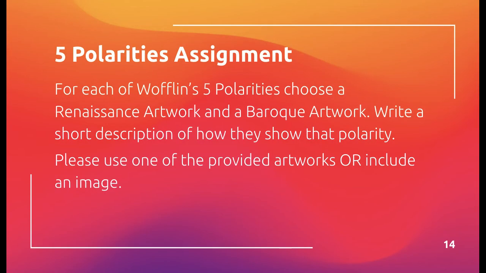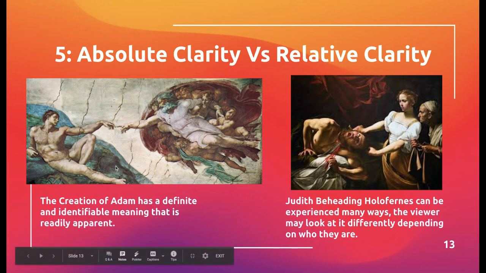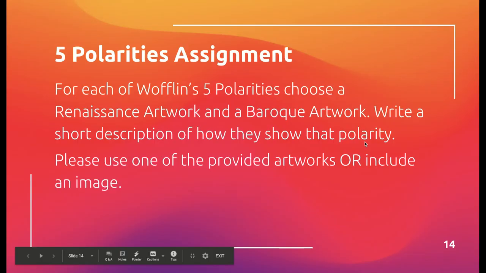All right, so what are you doing with those 5 polarities? For each of these 5 polarities, you are going to choose a Renaissance artwork and a Baroque artwork that you think represents those. You cannot use the ones that were given in the example. And then you're going to write a very short description about how they show that thing. So just like here, you say this is this, this is this. 2 or 3 sentences, okay?